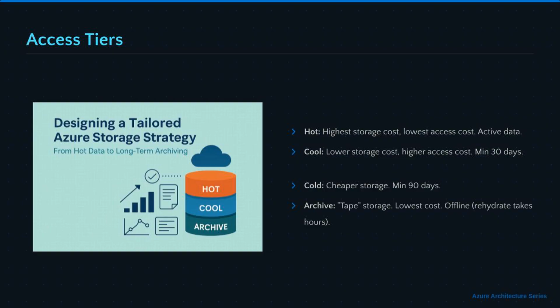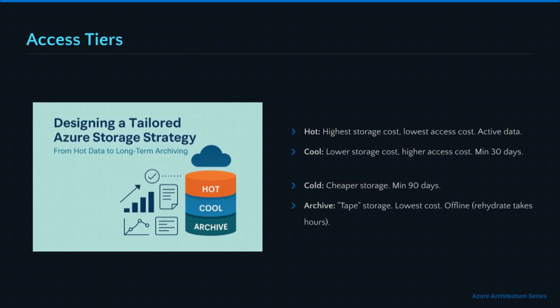4. Archive tier. This is the cheapest storage on Azure. We are talking pennies per terabyte. Effectively, this is tape storage in the background. But the data is offline. You cannot read it instantly. To read it, you must rehydrate it, a process that can take up to 15 hours depending on the priority you pay for. The transition between these tiers shouldn't be manual.